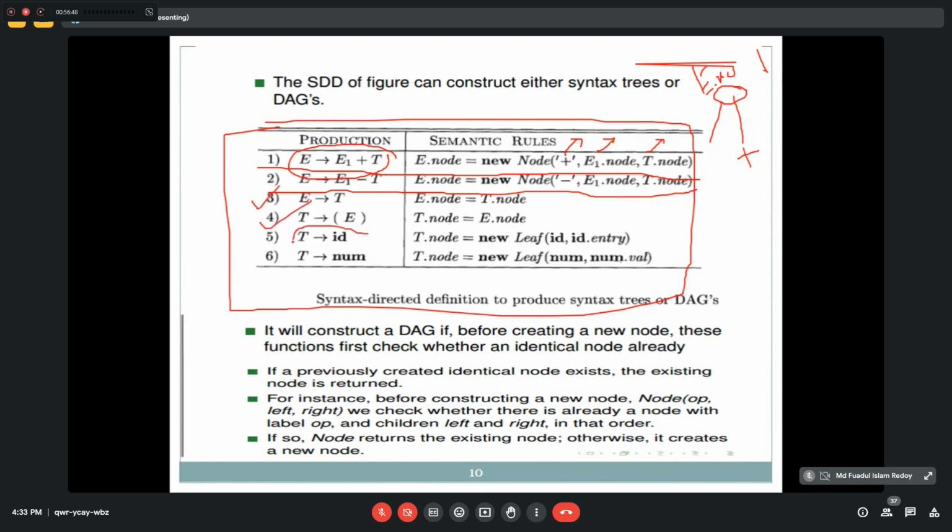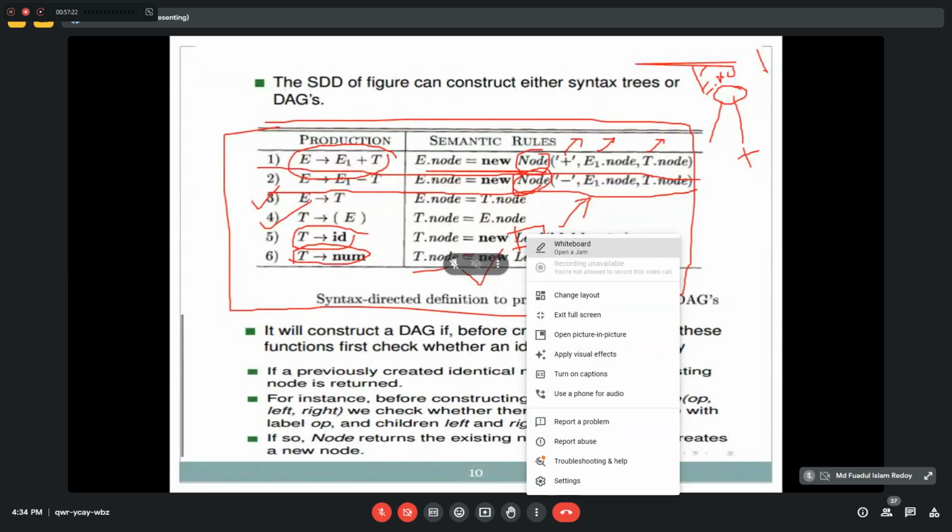And when this production rule is matched, then a leaf node. This node means an internal node, and this is the leaf node. So a new leaf node will be created, and this is the ID. ID means this is the token name, and this is the attribute value, that means ID dot entry. That means this is a pointer to the symbol table. Got it? And when this production rule is matched, then another leaf node will be created. This is the token name number, and this is the value.